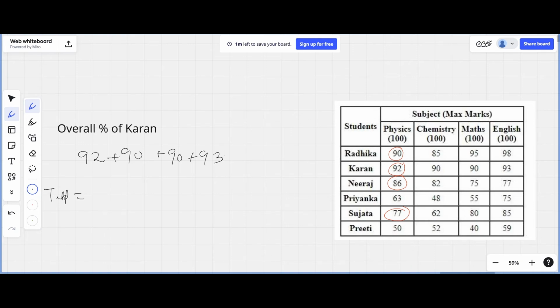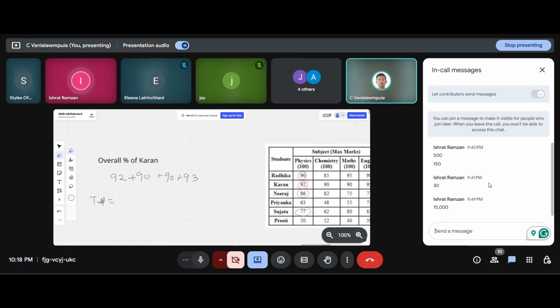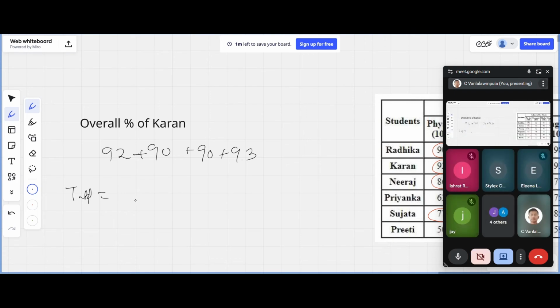How much is it? Total marks of Current. Just use a calculator. Guys, you can even write in the chat box. 365, right? 365 is the total marks of Current.